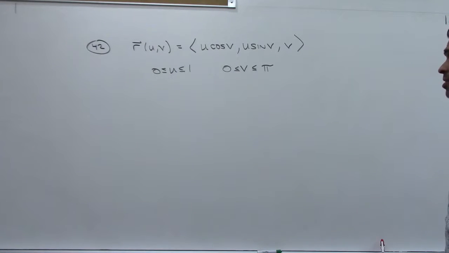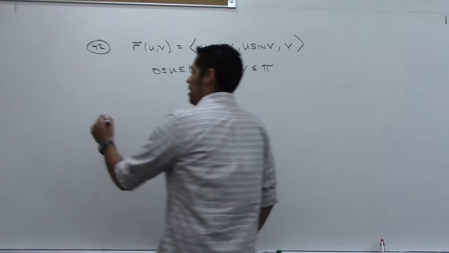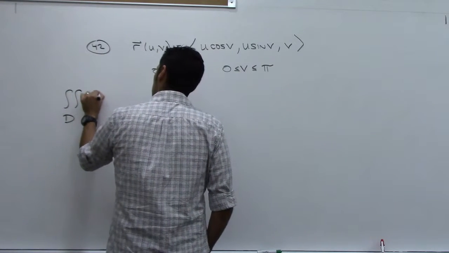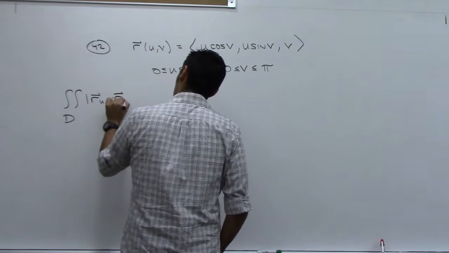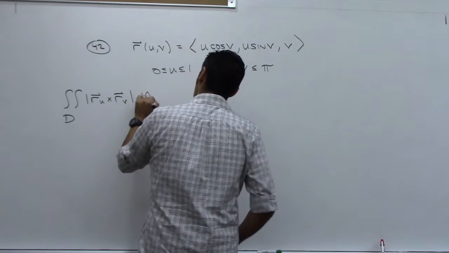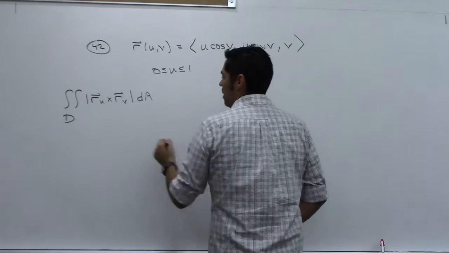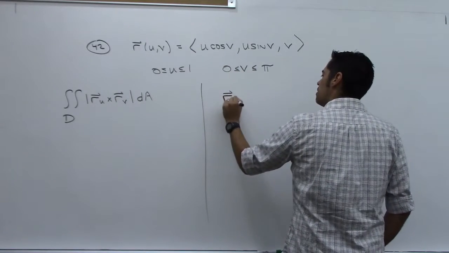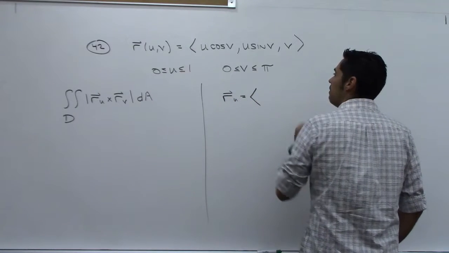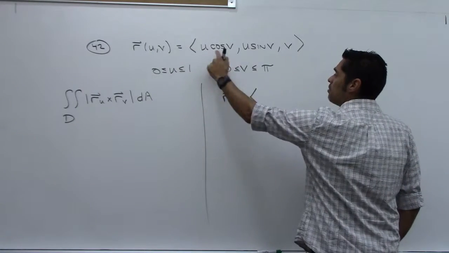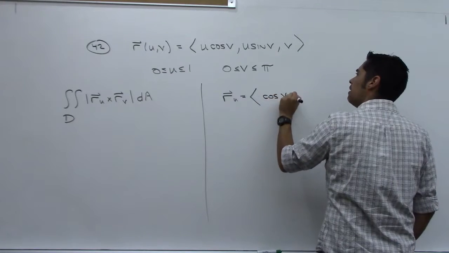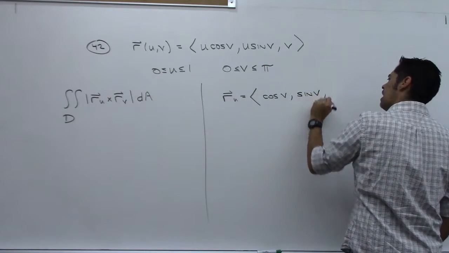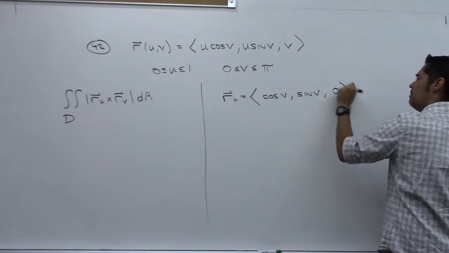Well, we're just going to go directly to our formulas here. We need to find the double integral over D of the partial of r with respect to u cross the partial of r with respect to v dA. That's what I need. So let me go figure out what all this is. All right, we've got the partial of r with respect to u is equal to a vector. The partial of this with respect to u is cosine v. The partial of this with respect to u is sine v. And the partial of this with respect to u is 0.